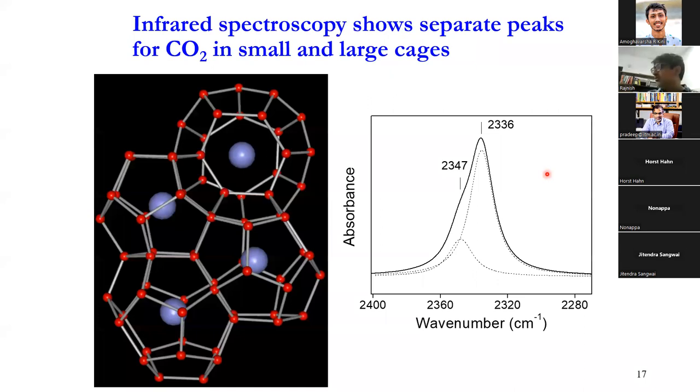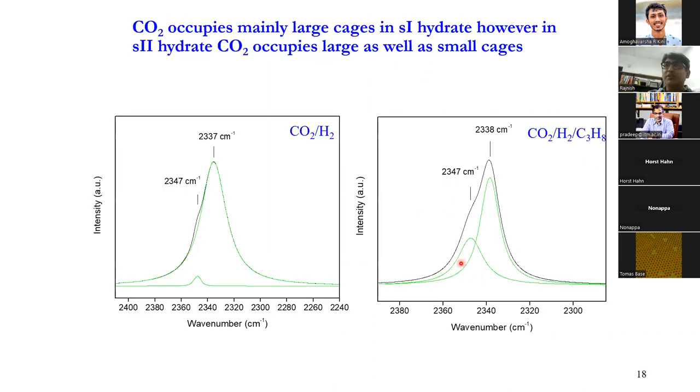And this is why we went into IR spectroscopy, and we did a lot of work on it. In this particular case, we could identify CO2 being present in the large cages as well as the small cages, and it gives you two split peaks. And from here, we figured out a small piece of data which I would like to discuss.